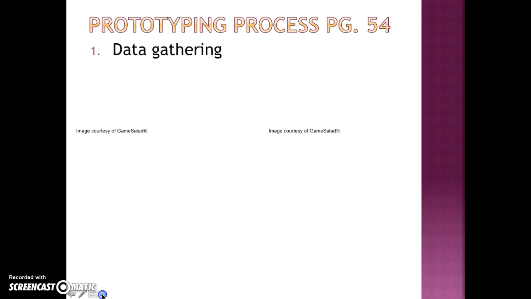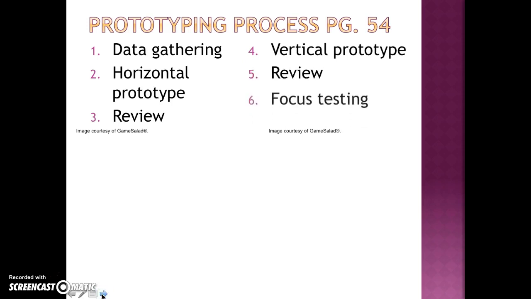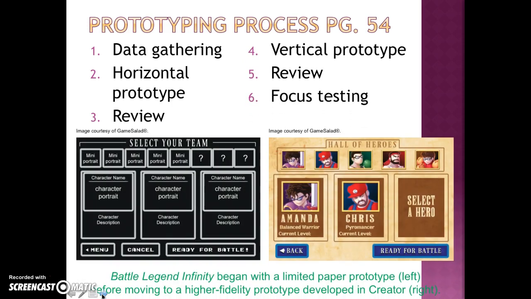Here we have the prototyping process and what the process is. There are 6 steps. What you see in the image, an example on your left, was a physical paper prototype of the menu, and then in Creator how they made their menu. They start out with this paper prototype, and they go through this 6-step process that we'll talk more about in class after watching this video, but just the entire prototyping process here.